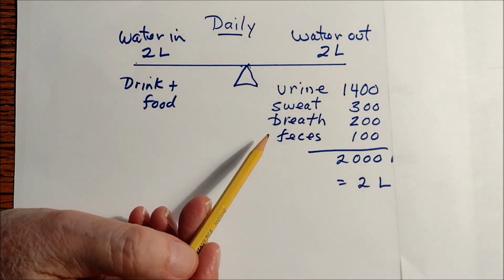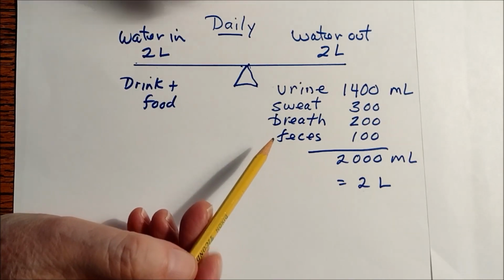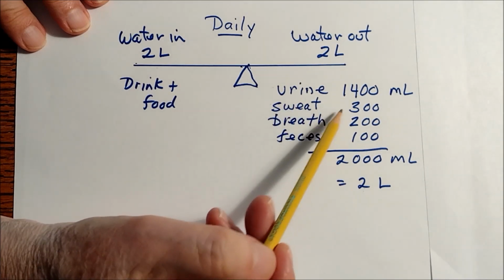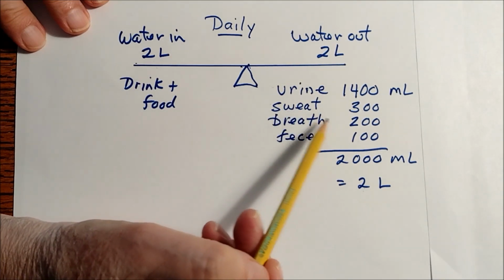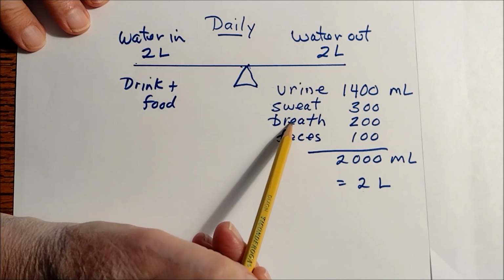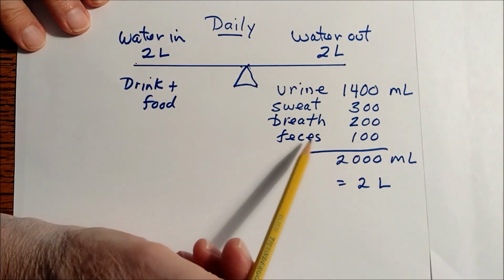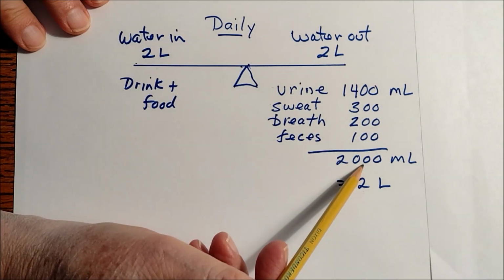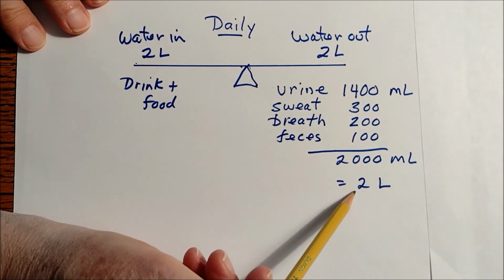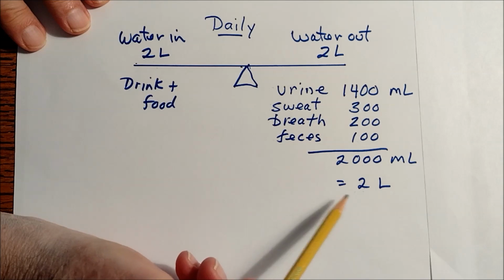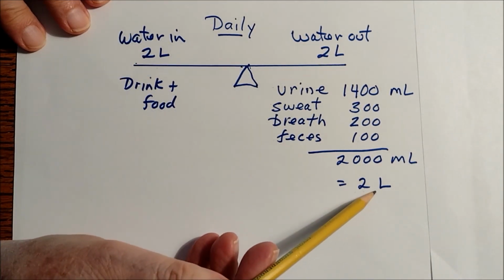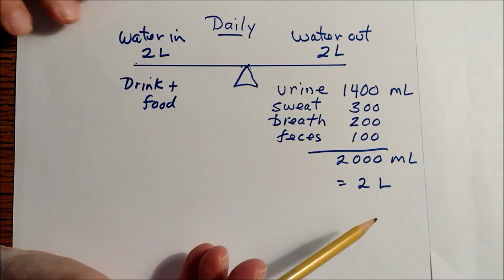The amounts that we're talking about in milliliters is about 1,400 milliliters of urine, 300 milliliters of sweat, 200 milliliters in your breath, and about 100 milliliters in your feces. This all adds up to 2,000 milliliters, which is the same as 2 liters. So we have 2 liters in and we have 2 liters out every day.